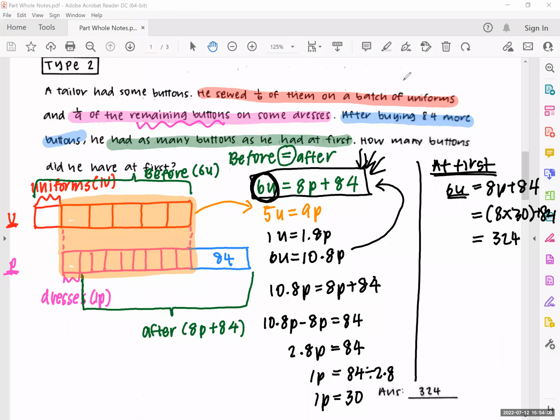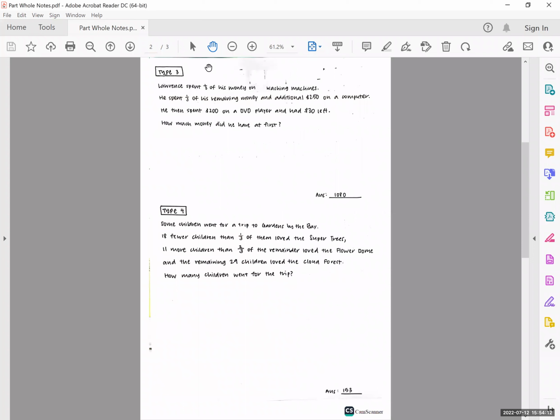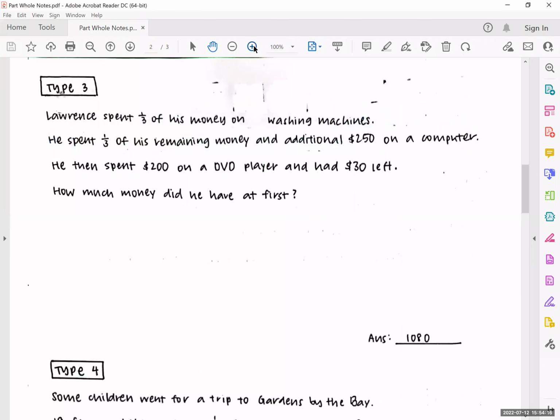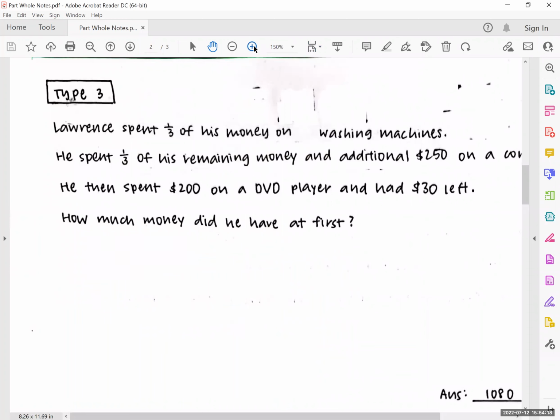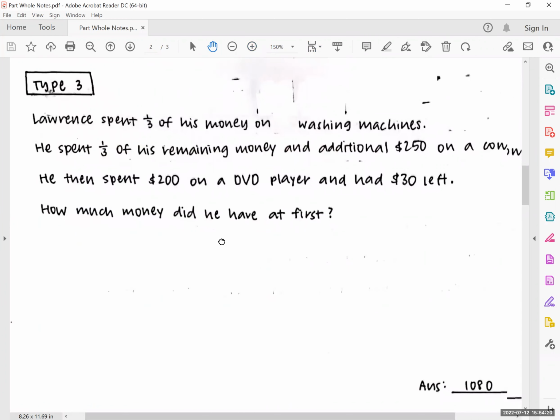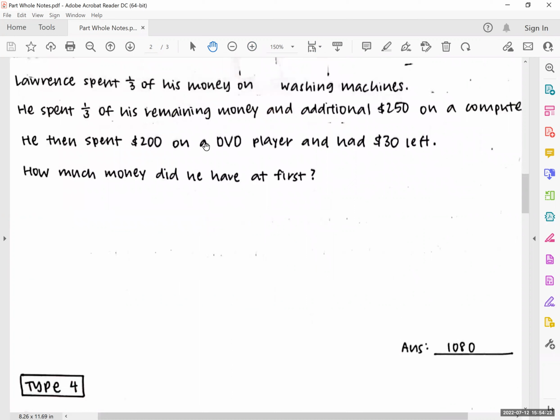So for type 3, the ugly part. Okay, so for type 3, what did they say about Lawrence? What did Lawrence do? Okay, so we're going to color this in pink because this is my starting, right? So later then you'll know how much space to write.